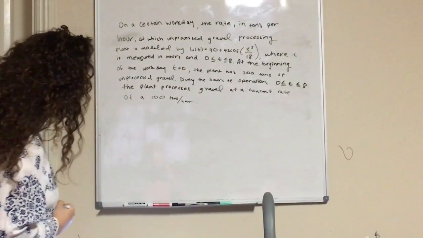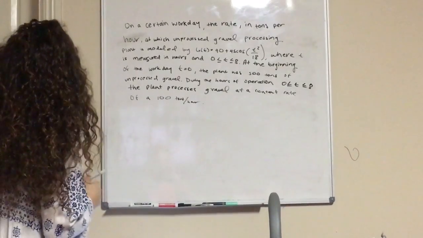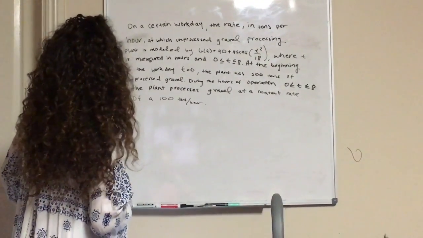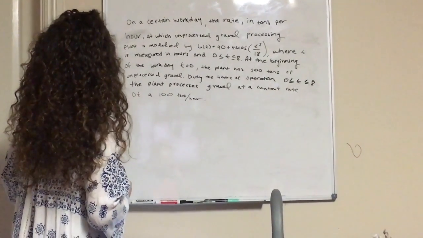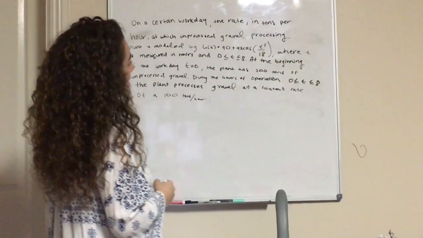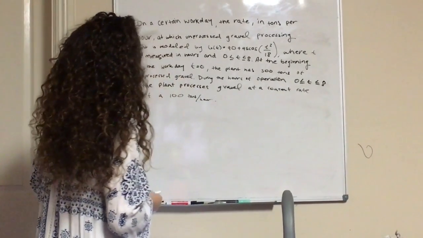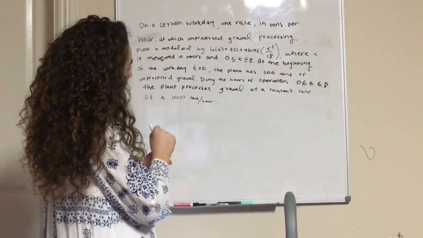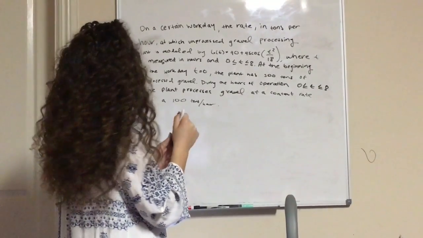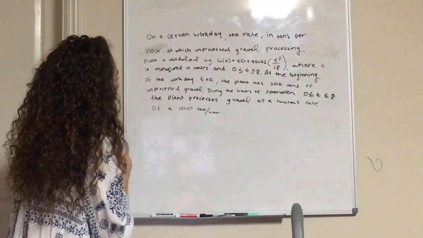So we're doing the 2013 question 1 FRQ. It says, on a certain workday, the rate in tons per hour at which unprocessed gravel arrives at a gravel processing plant is modeled by G of t equals 90 plus 45 cosine of t squared over 18, where t is measured in hours and 0 is less than t and less than 8. At the beginning of the workday, t equals 0, and the plant has 500 tons of unprocessed gravel.